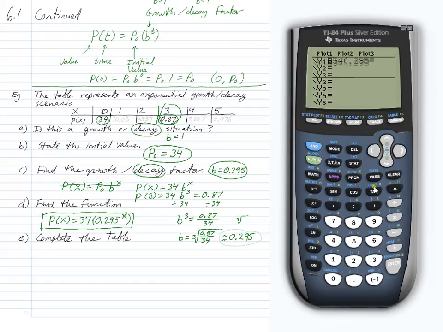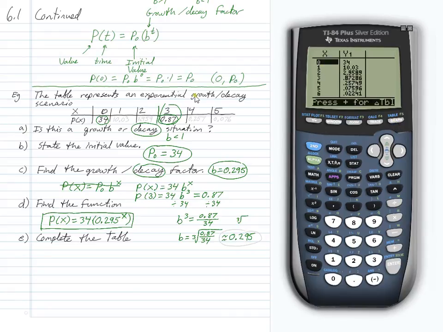Alright, so if I type in 34 times 0.295 to the x, and I go to the table settings, I'd like to make sure that the table is set to auto this time, which mine currently is, and the reason for that is if I start at 0 and I have the calculator generate 1, 2, 3, 4, 5 for x, then I can just read down the right-hand column. So for x equals 0, y equals 34, check. For x equals 1, we get 10.03.